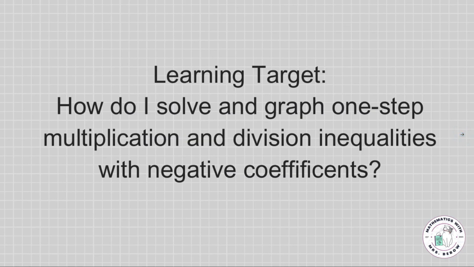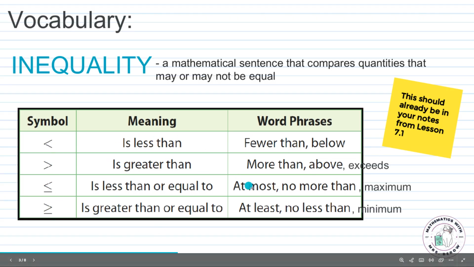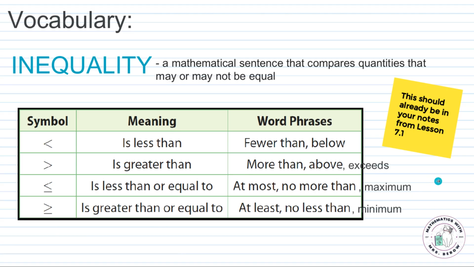The learning target: how do I solve and graph these one-step multiplication and division inequalities that have negative coefficients? As a reminder, I've said this in pretty much every video since lesson 7.1, make sure you know your vocab. Here's another opportunity to make sure you understand what each of our symbols are, what the meanings are, and those word phrases that match. That is going to make life so much easier for you if you have these memorized or at least written down to where you can refer back to them easily.